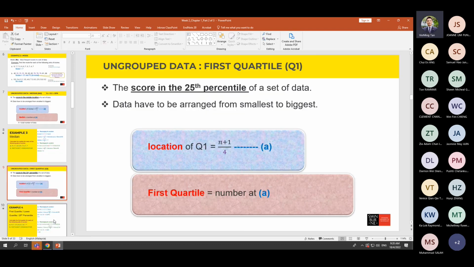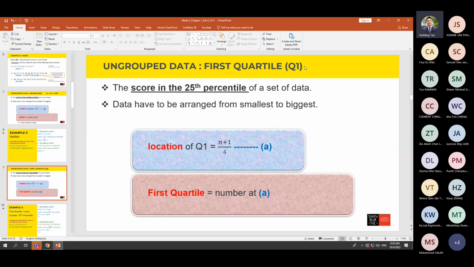Okay, next measurement is also a locality measurement. It's called the first quartile. What is the meaning of first quartile? First quartile is also called the 25th percentile. Because we know that if you draw a circle and divide it into 4 parts, one part consists of 25%. 1 quarter means 25%. So first quartile is also called the 25th percentile. Same meaning.